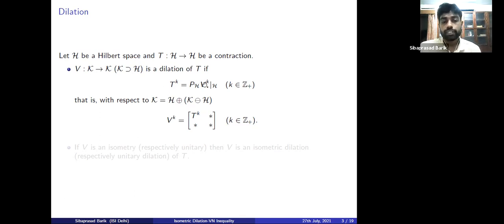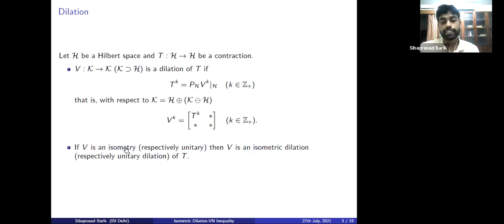Whenever we have this kind of relation, V^k has the following matrix form. V^k can be written with T^k in this component, and here is something we don't care about, and this holds for all non-negative integers k. So what does this expression tell us? This representation tells us that we can have T as a part of V. Not only that, we can have T^k as a part of V^k for all non-negative integers k. Whenever we have this kind of representation, we say V is a dilation of T. And sometimes we call this dilation a power dilation.